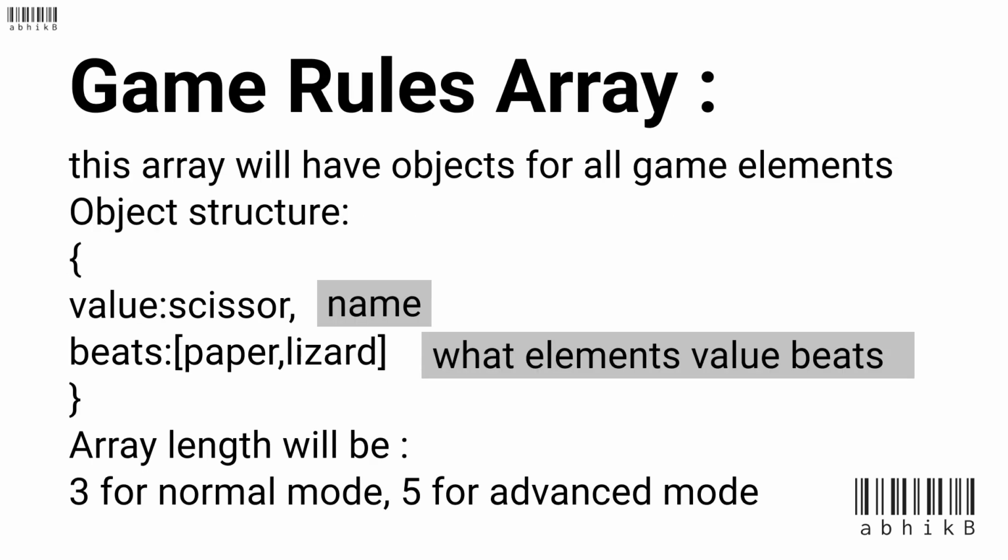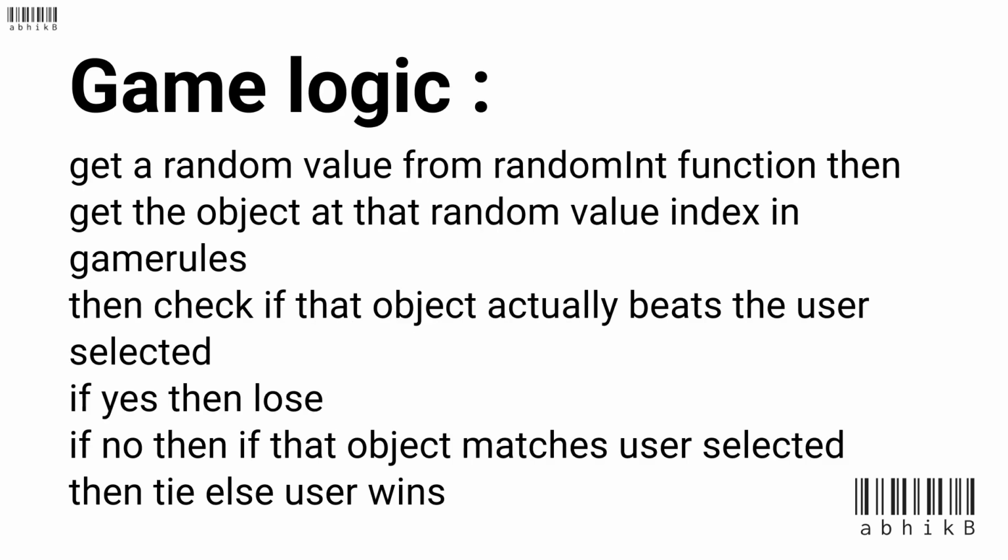So the game rules array will be an array of objects for all the game elements, and the object structure will be like this. The value property will have the name of the object, for example scissor, paper, rock, lizard, Spock, whatever. And beats will have an array of all the objects which this value beats. For example, if scissor is the value, then beats will have paper and lizard, just because scissor beats paper and lizard in the game. And for rock it will be something else, like that. The array length will be 3 for the normal mode and 5 for the advanced mode.